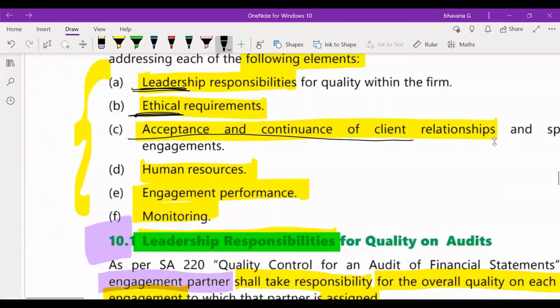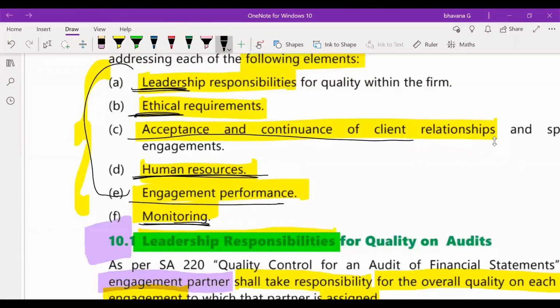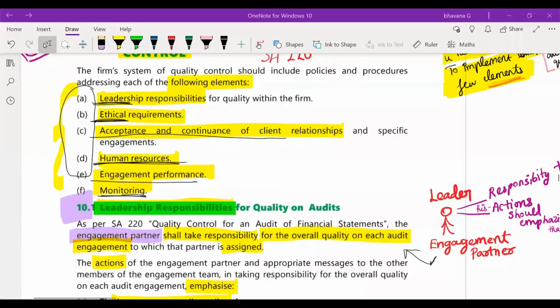Next, what kind of human resources are needed to maintain quality? Engagement performance, and how will you monitor all these? Whether all these are working correctly, how are you going to monitor it to maintain quality is what we are going to study here. So this was the basis. All these 6 points now in detail.